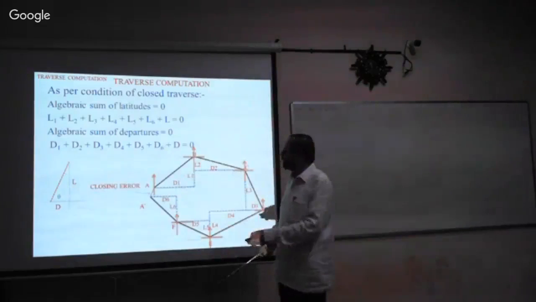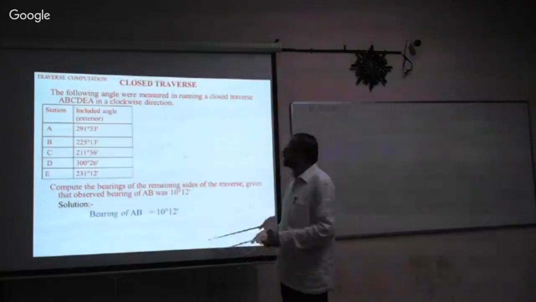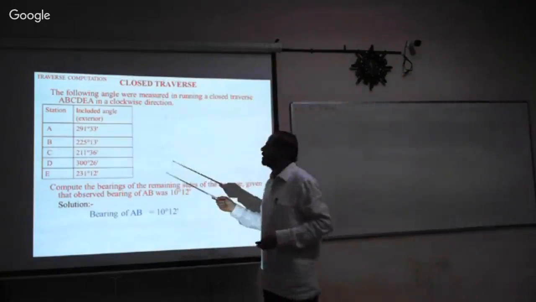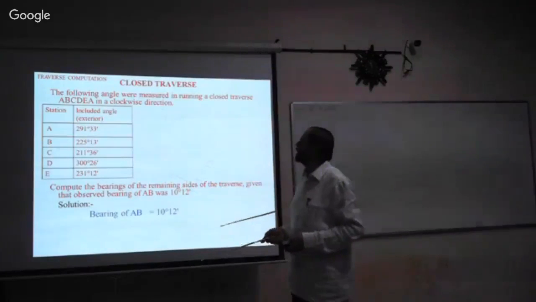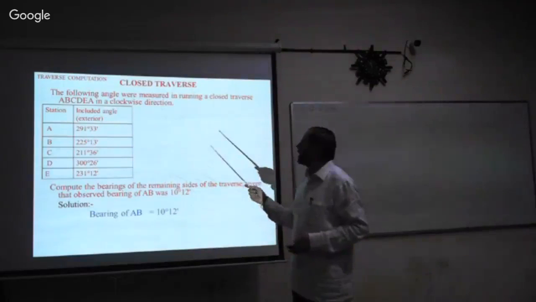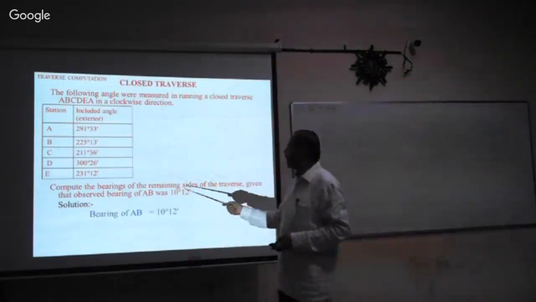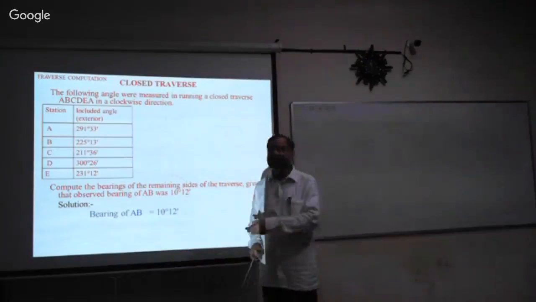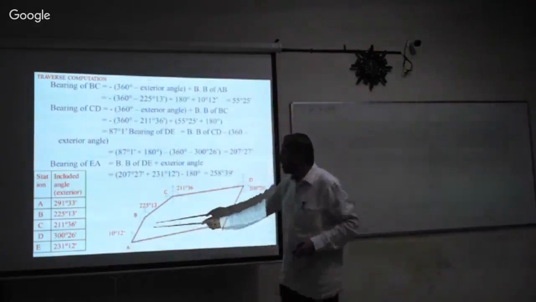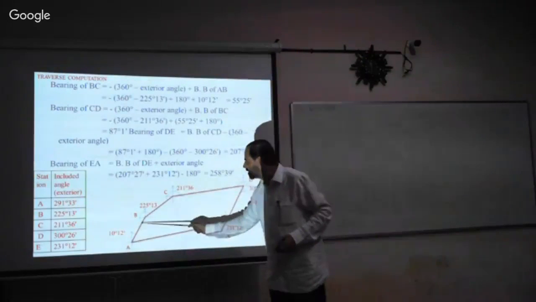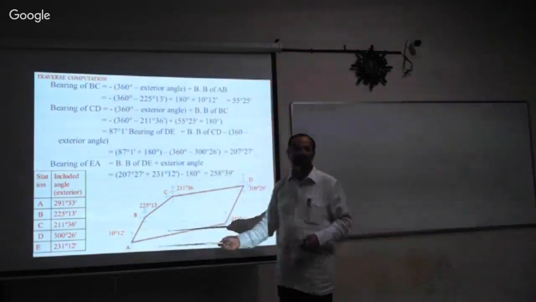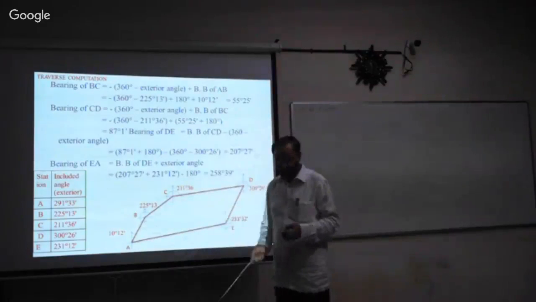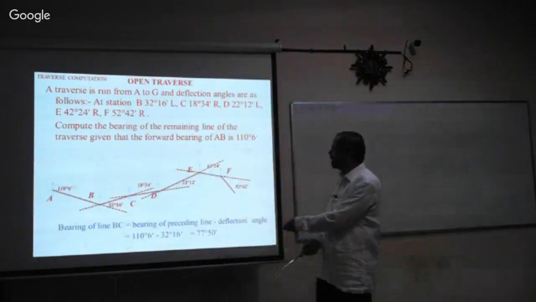Okay. Now let us convert. The following angles were measured in running a closed traverse ABCD in a clockwise direction. Then compute the bearings of the remaining sides of the traverse, isn't it? One bearing is given. We need to calculate the bearing of the remaining survey lines, with the bearing of survey line AB given here. That we can do, isn't it? It is a simple calculation. Please go through this. Last class also we discussed it.